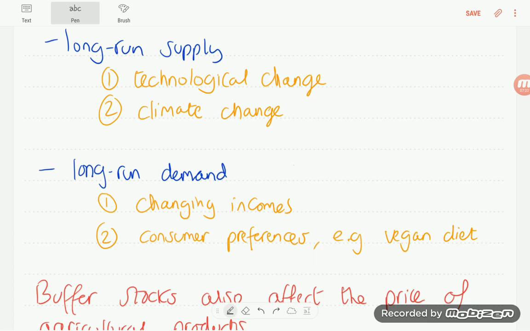So long-run supply: technological change, climate change. Long-run demand: changes in income, and changes in consumer preferences. For example, the demand for meat may fall in the long run because of an increase in the number of people choosing a vegetarian or vegan diet. Demand would shift to the left for meat, and the price of meat would fall.